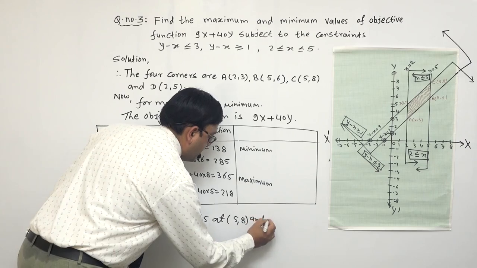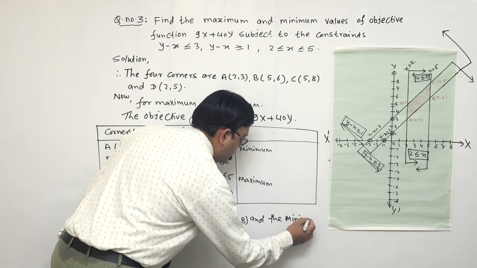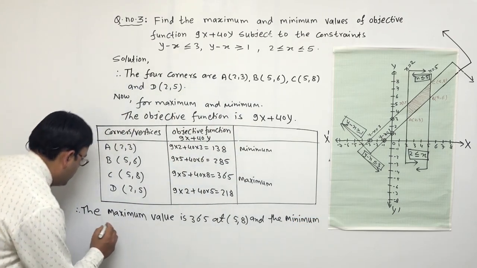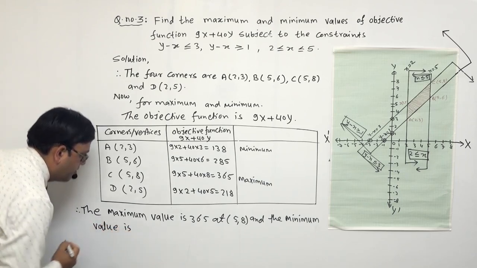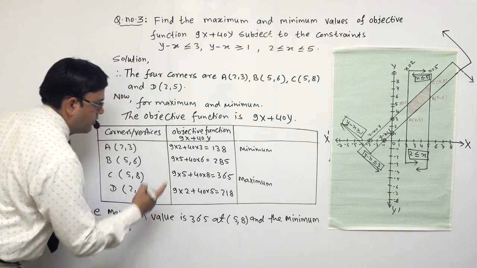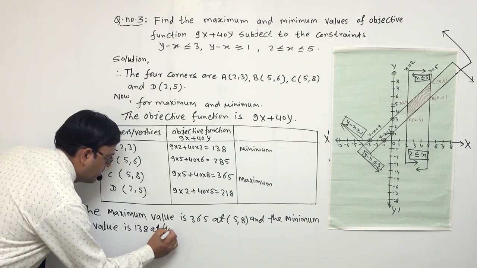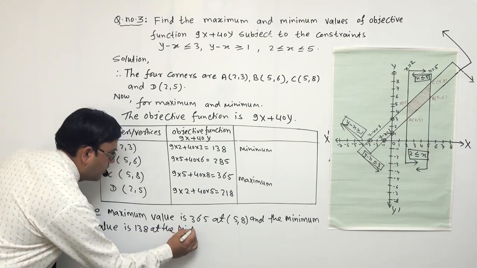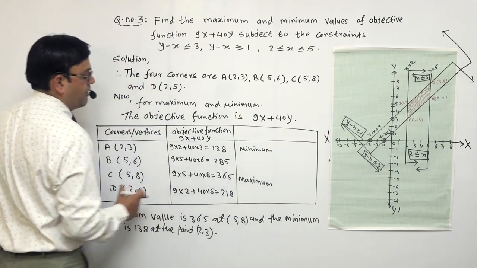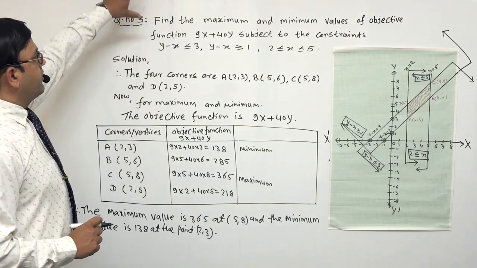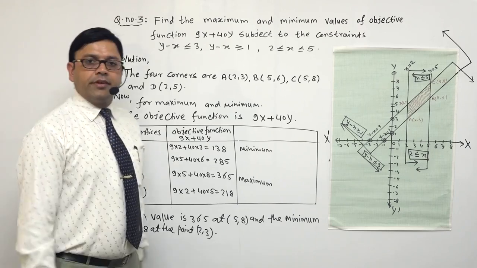and the minimum value is 138 at the point 2 3. In this way, we found the maximum and minimum value of this given question. This is the complete answer of this question.